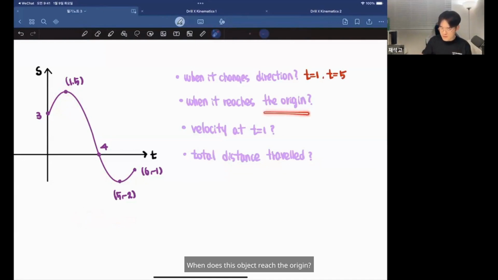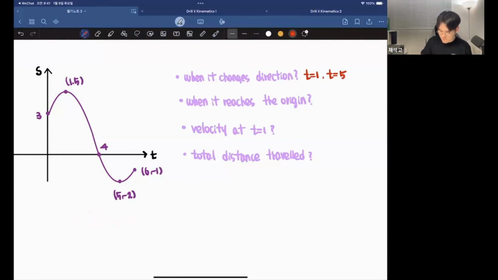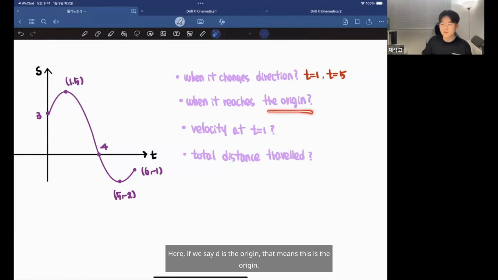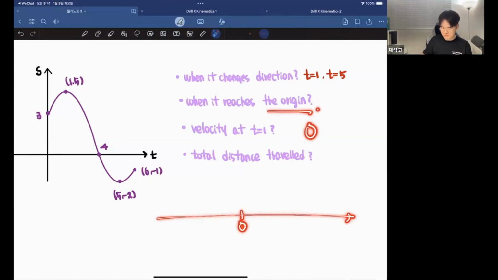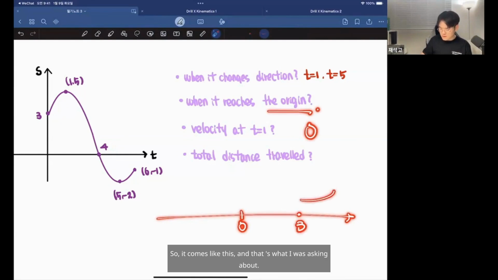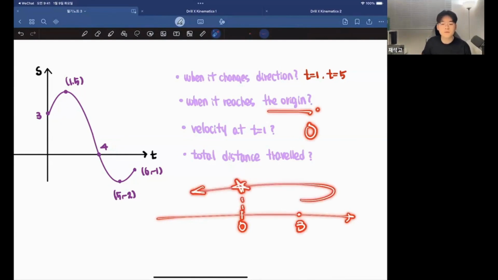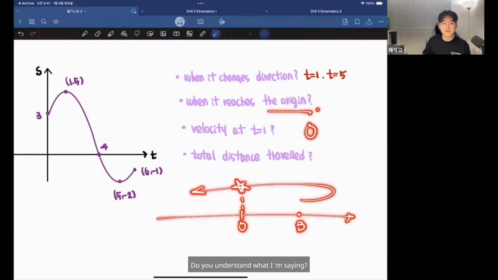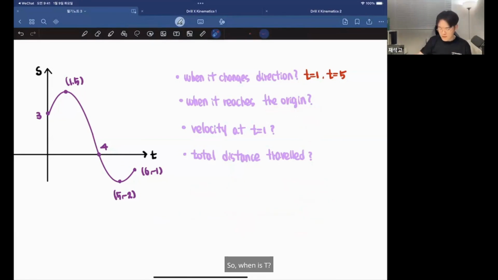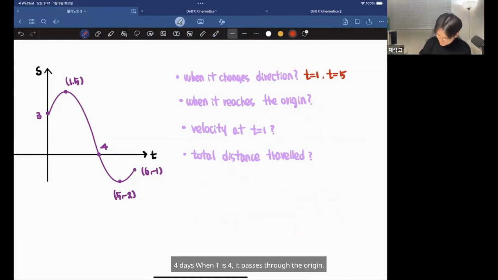When does this object reach the origin? When s is 0. Here, the origin means 0 on the number line, right? It's not the original position and it's not the initial displacement. It started from 3, right? So it comes like this, and that's what I was asking about. I'm asking about when s is 0, not when s is 3, and not the initial position. Do you understand what I'm saying? So when is t? When t is 4, it passes through the origin.